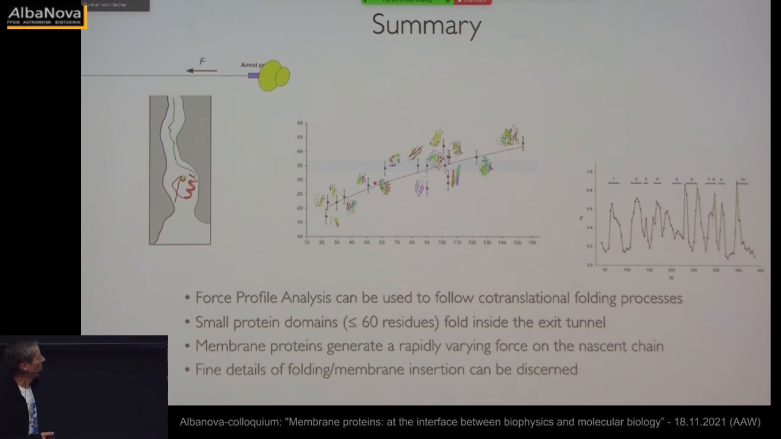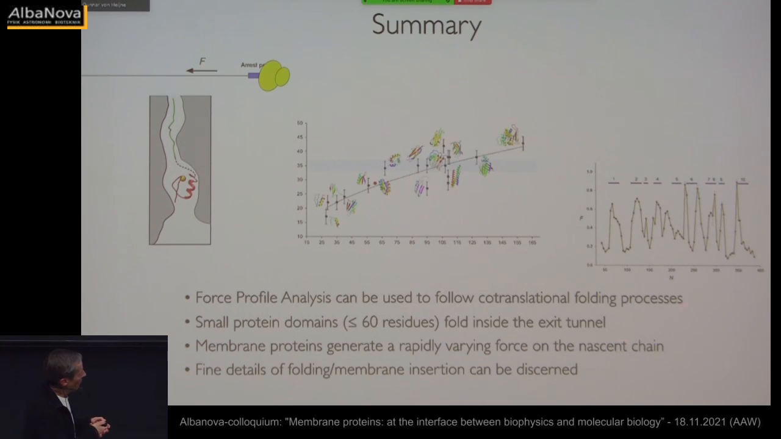So to summarize, I should have said membrane proteins are great as number one, but what we have found is that this very simple force profile analysis idea can actually be used very efficiently to follow co-translational processes such as folding of soluble proteins or integration of membrane proteins, and there are other co-translational processes where it can be applied. For soluble proteins, we find that domains up to, say, 60 residues in size fold inside the ribosome tunnel, but the bigger ones tend to fold right at the mouth of the exit tunnel, essentially because there isn't enough space inside.